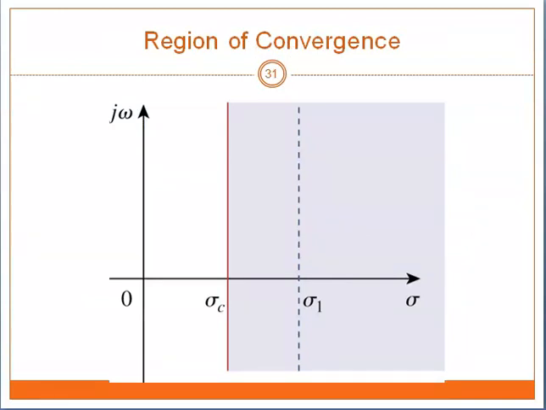This is the graph of the ROC, an example. You have j omega on the y-axis and also the sigma. The region of convergence is over here. You have the sigma c, so convergence would start from here onwards.